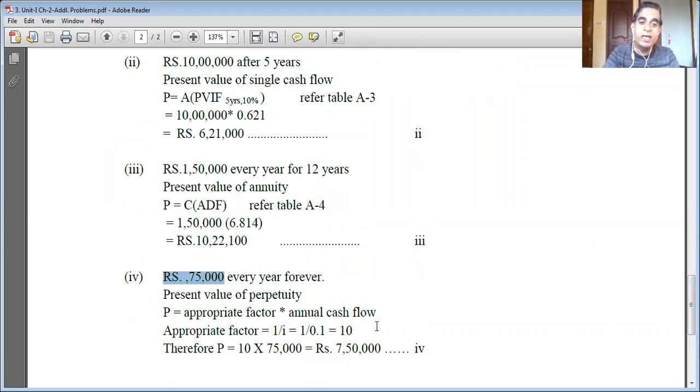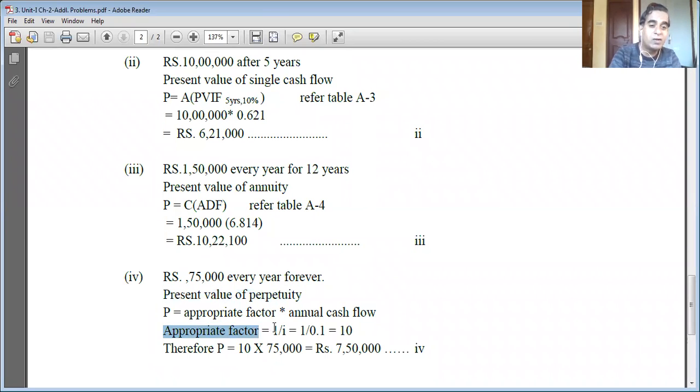75,000 rupees every year forever till he dies. So it's the case of a perpetuity, and we need to find out the present value of this perpetuity. First this is the equation: P is equal to the appropriate factor multiplied by the annual cash flow. So we need to find out the appropriate factor.